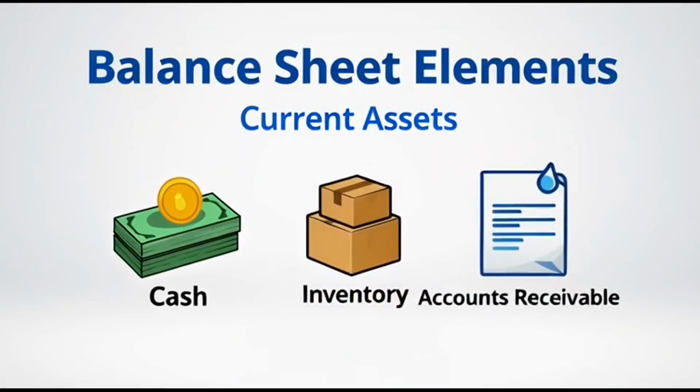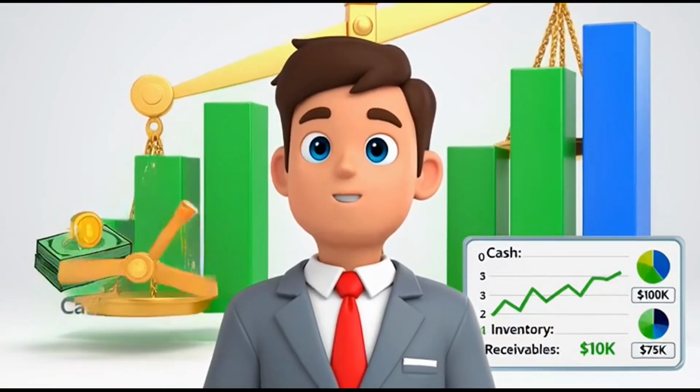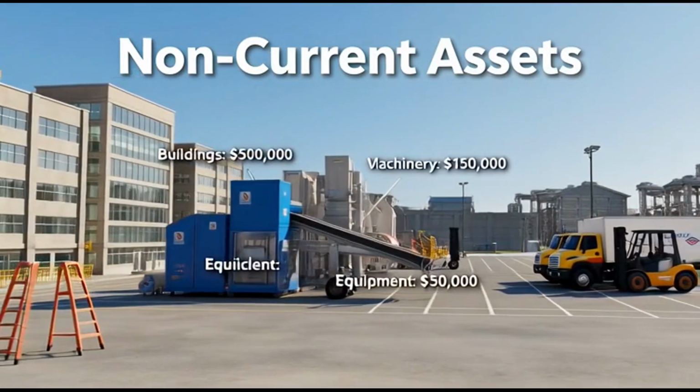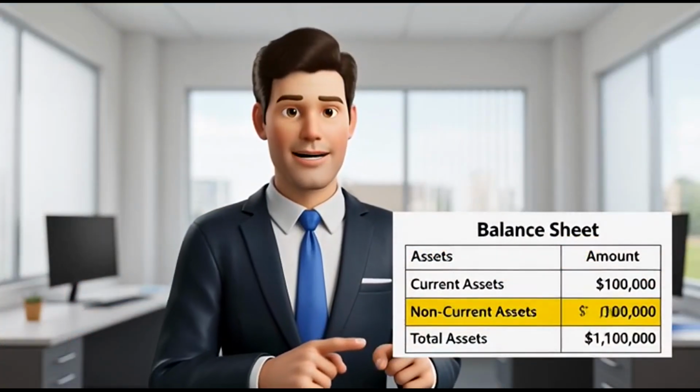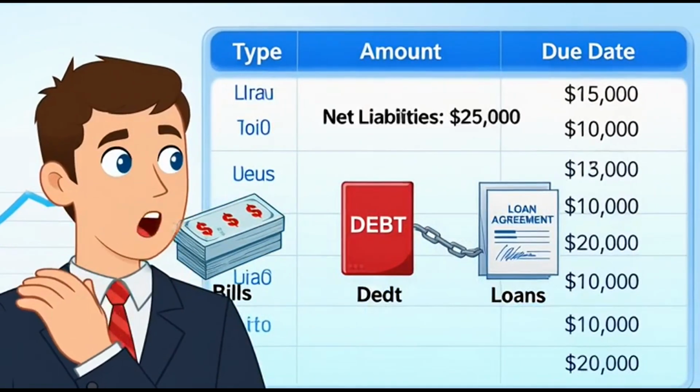Current assets are what a company owns and can turn into cash quickly. This includes cash, inventory, and money owed by customers. Non-current assets are long-term investments, like buildings and machinery. On the balance sheet, they are grouped separately from current assets. Liabilities are money the company owes. This includes bills, existing debt, and loan repayments.